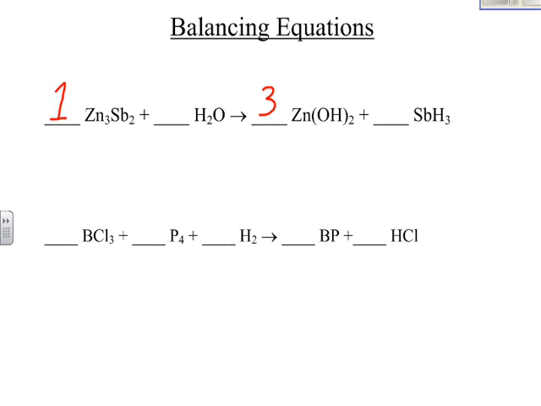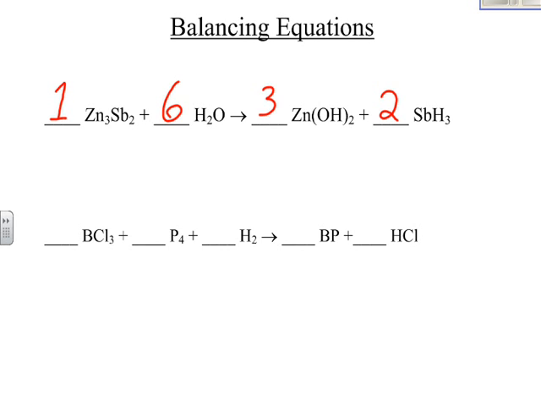I have 2 antimonies on the left, so I'm going to go over to the last product and put a 2 in front of the last product, so I have 2 antimonies on the right. Notice that I've left hydrogen and oxygen for last. They usually are the hardest ones to balance. Since oxygen is only in 2 places, I'm going to go ahead and balance that. So I'm going to use the product zinc hydroxide to identify that there are 6 oxygens on the product side. To get 6 on the reactant side, I would put a 6 in front of the water. And so this would be our balanced equation.